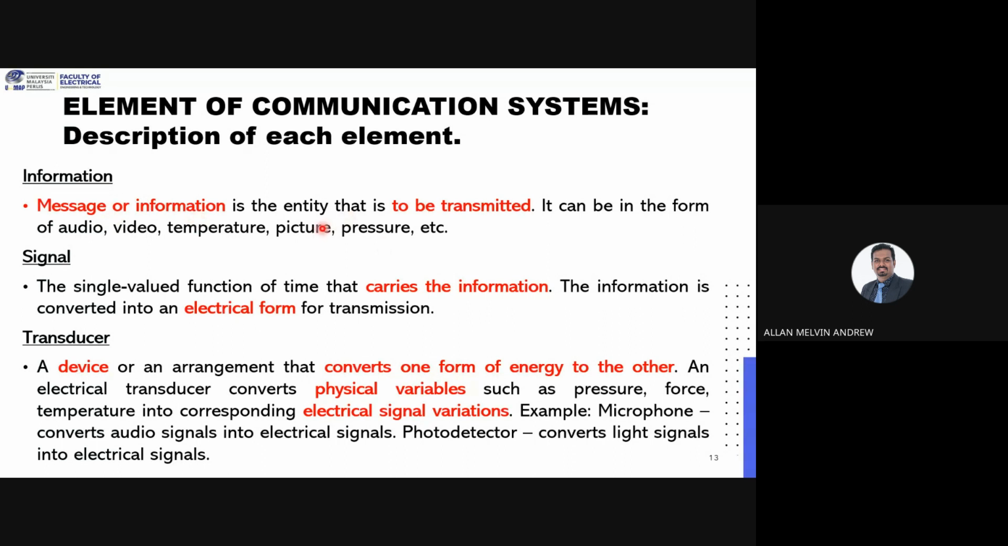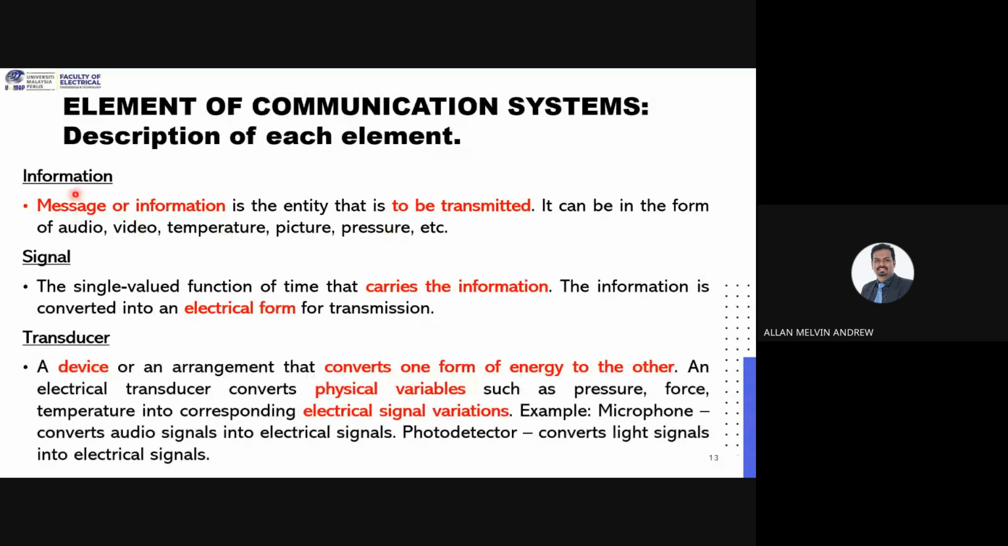It's an entity that is to be transmitted. It can be in the form of audio, it can be a video. It can be sensor inputs like temperatures, pressures, or it can be a picture. Pressure can be a physical pressure or even from your touch screen. A touch screen is operated by the pressure that you apply on it, so it can be communicated as well.